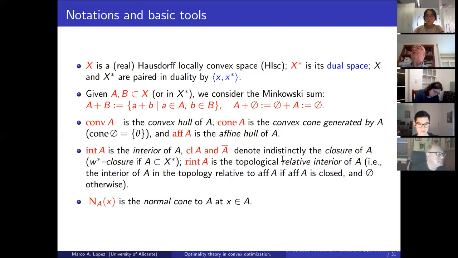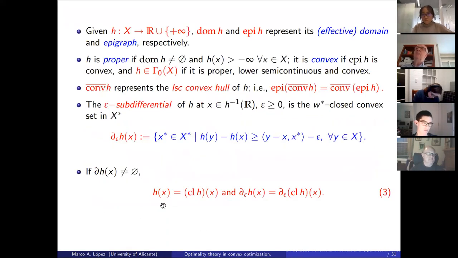And the ri of A is the topological relative interior, whose definition is the standard one, just as in the book of Zalinescu and others. This is the way to represent, as usual, the normal cone at the point x to the set A. This is even more standard. I'm considering functions defined in X with real extended values. Domain of h and epigraph are represented in this way.